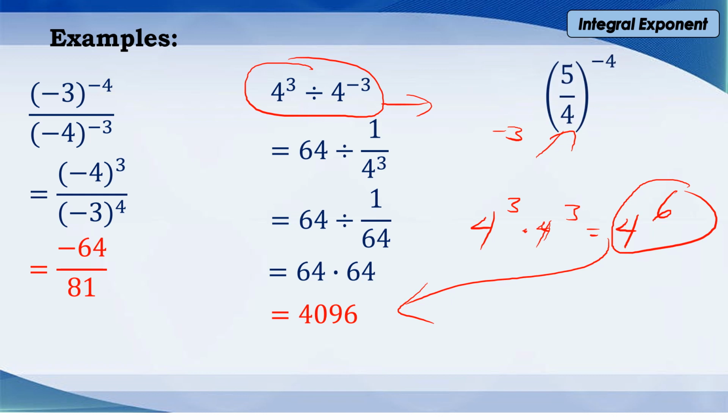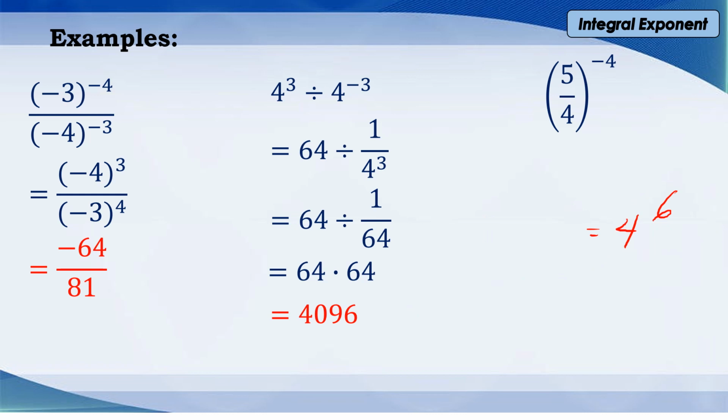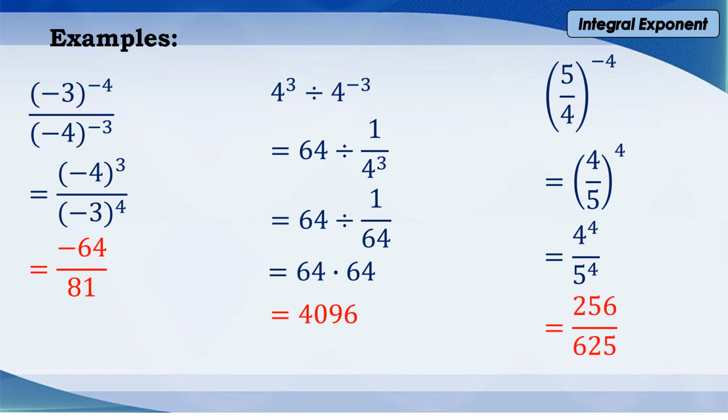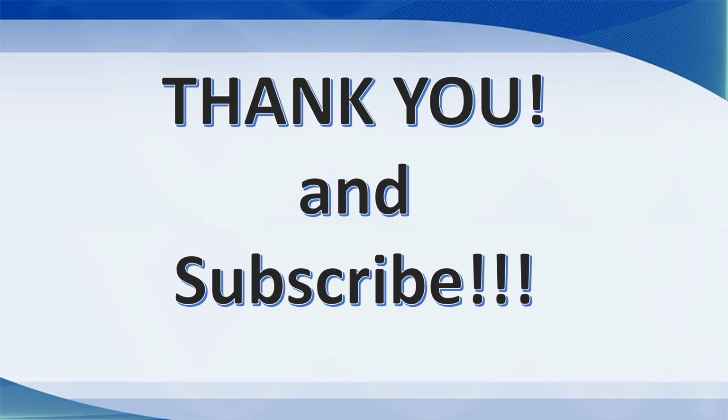Next example. Last example na ata ito. 5 over 4 raised to negative 4. Pwede natin siya pagbaligtarin agad para maging positive yung ating exponent. So, we have 4 raised to 4 all over 5 raised to 4. That is 256 all over 625. Final answer. And that is all for our zero and integral exponent.